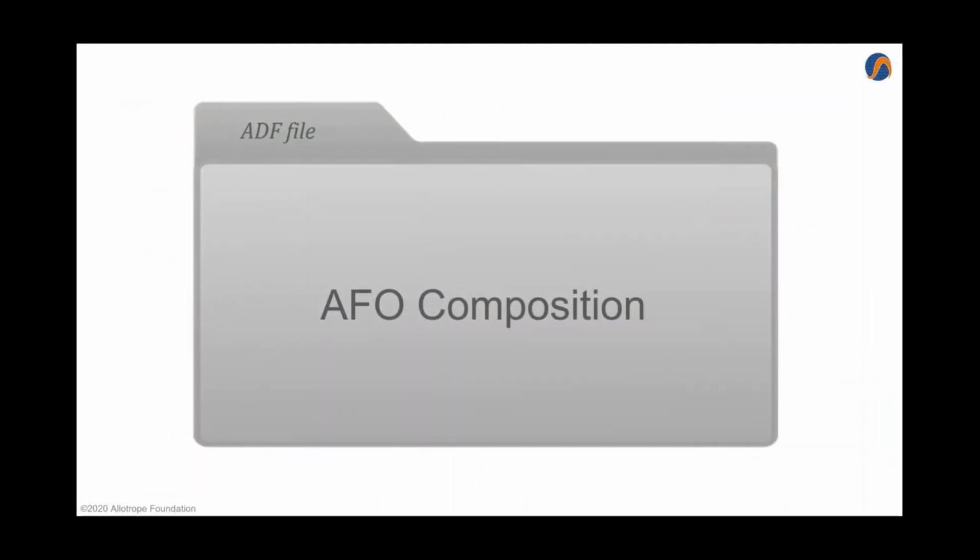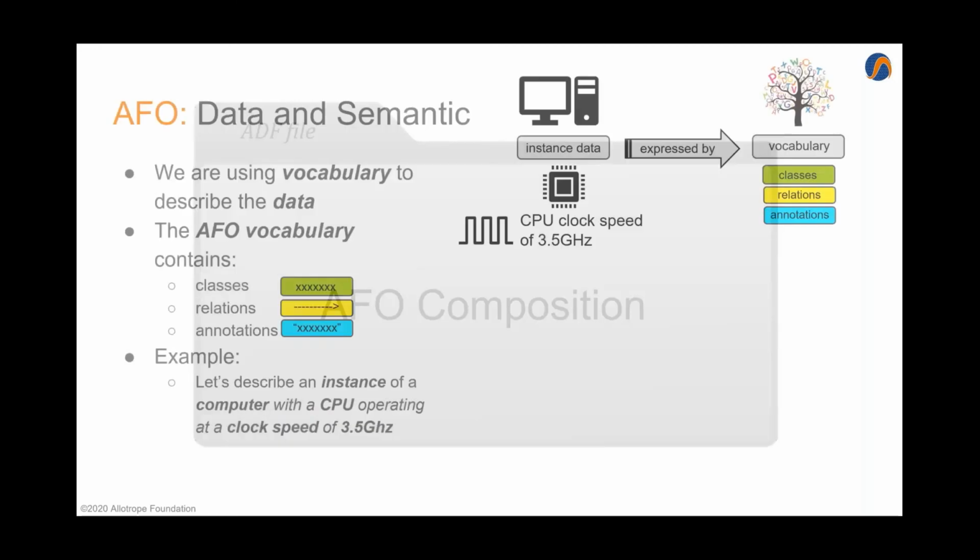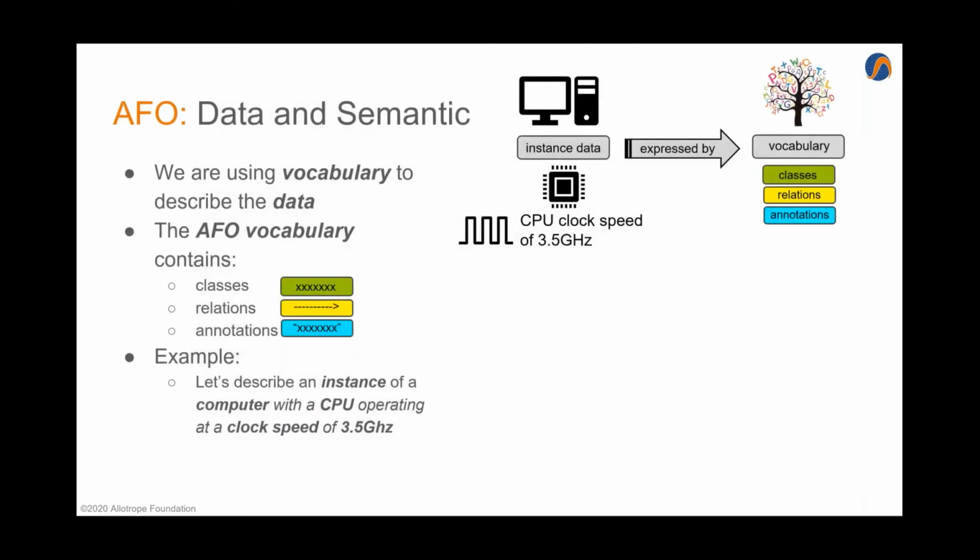So now that we understand how to construct the AFO, let's look at our Allotrope Foundation Ontology, all the composition and the components. So let's start with data and semantics. We are using vocabulary to describe data. The AFO vocabulary contains classes, relations, and annotation. And we'll do an example.